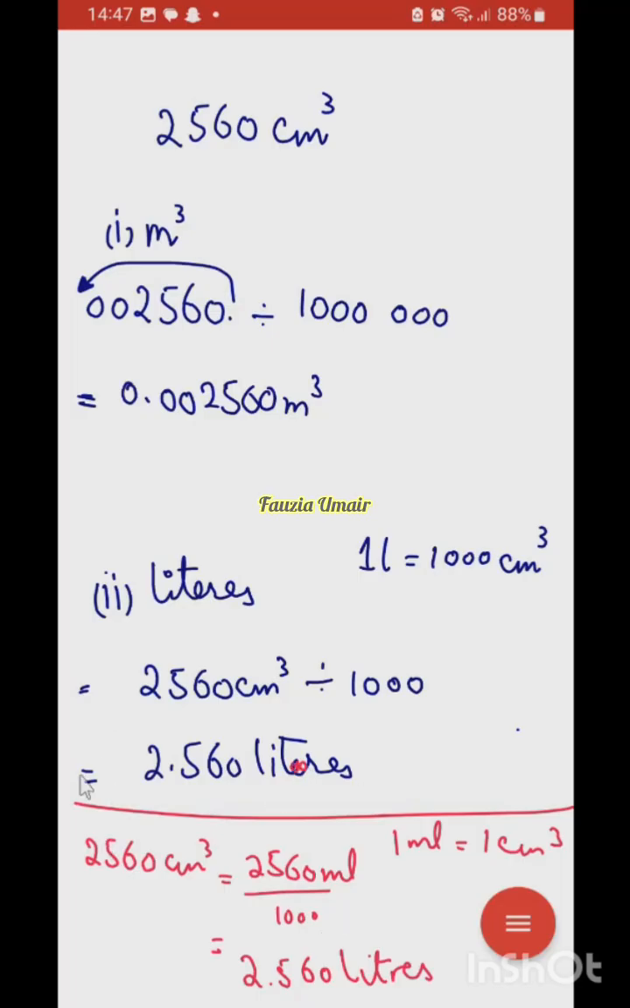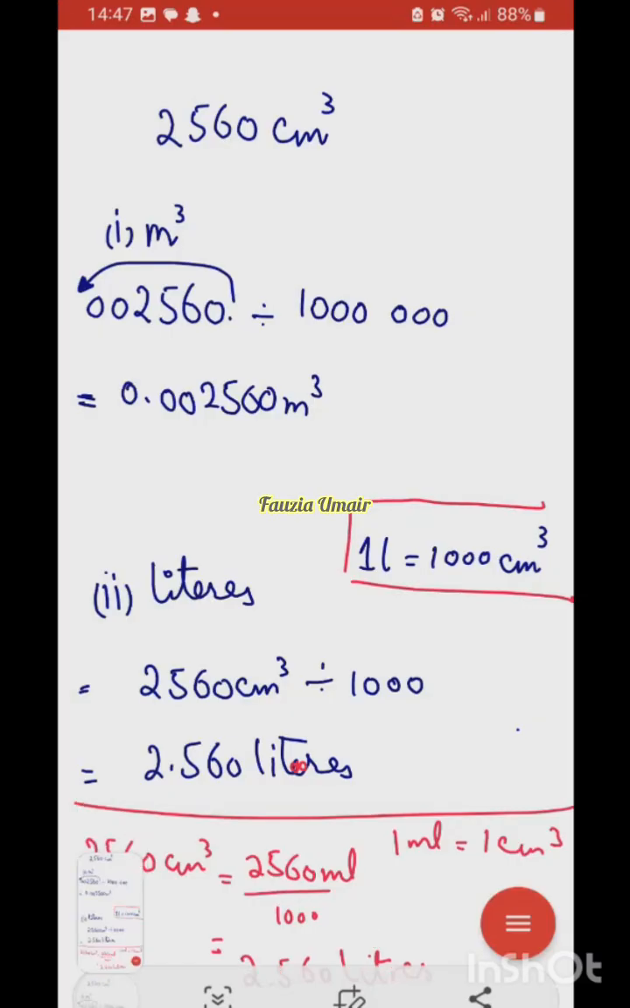ठीक है बेटा? Is it making sense? The method is the same. In the first one, हमने इसको direct cubic centimeters से liters में convert किया, because we know this relation and we have used it. In the second one, we have converted into milliliter first, और फिर हमने milliliter को liter में convert कर लिया। ठीक है? So they are both the same. Whichever is easier for you, you can use that.